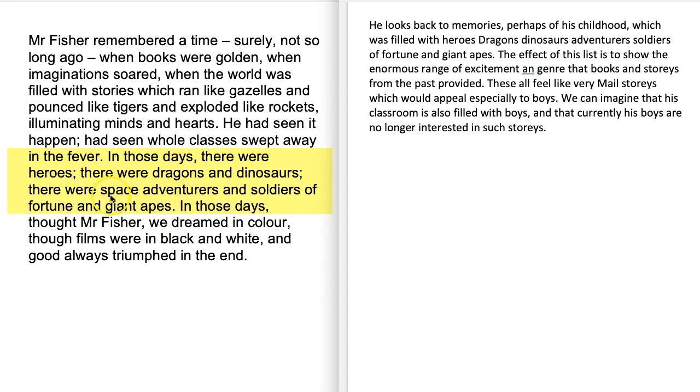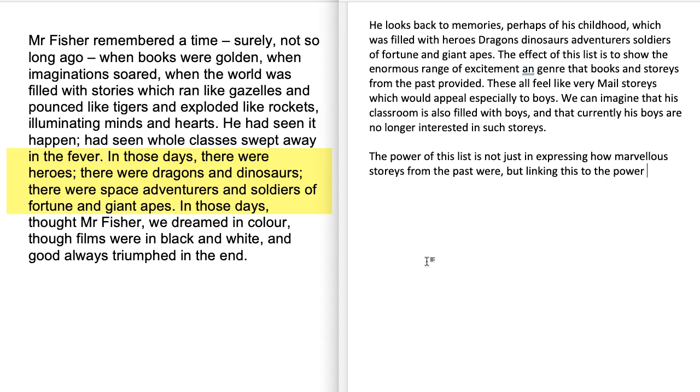And yes, the giant apes, that's obviously the King Kong kind of image, which links to this idea of dreaming in colour, though films were in black and white. Right, I'll have to write something about that then. The power of this list is not just in expressing how marvellous stories from the past were, comma, but linking this to the power of film, which was in black and white, full stop.